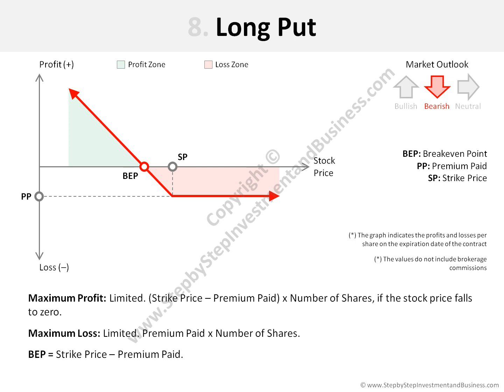The break-even point is equal to the strike price of the option minus the premium paid. The break-even point defines the profit and loss zones. In our case, for stock prices lower than the break-even point, we are in a profitable situation. In contrast, for stock prices higher than the break-even point, we are in a losing situation.